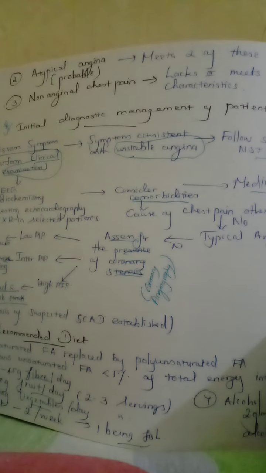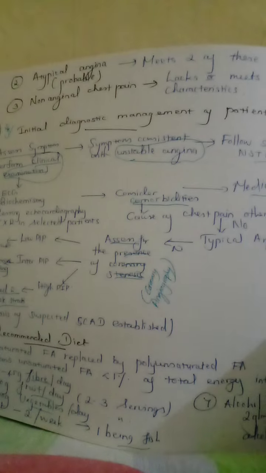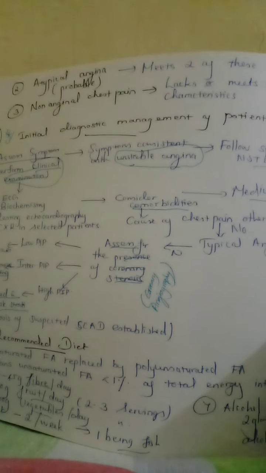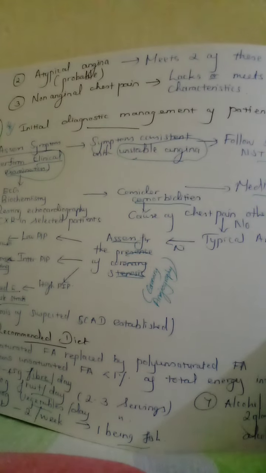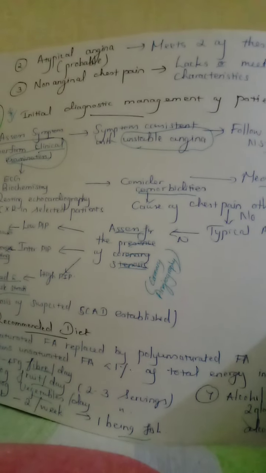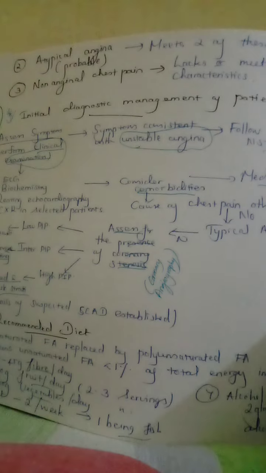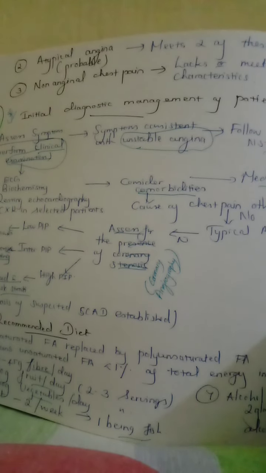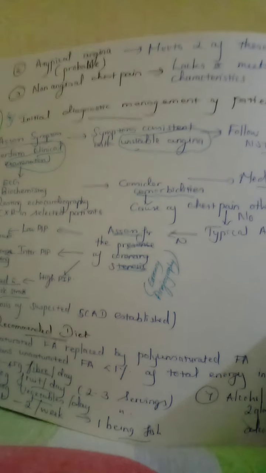Based on this, you can have either a low PTP, intermediate PTP, or even a high PTP. If it is a low PTP, then of course you have to investigate other causes. But if it's an intermediate PTP, then maybe non-invasive testing can be used. Or if it's a high PTP, you have to proceed with some risk stratification.